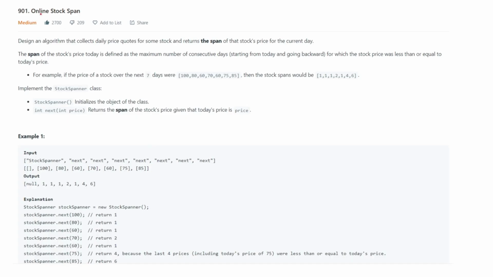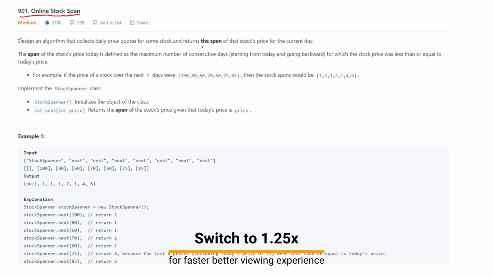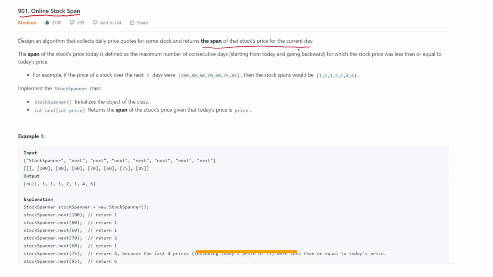Hello everyone, today we are going to solve the Online Stock Span problem. In this problem we have to design an algorithm that collects daily price quotes of some stock and returns the span of the stock's price for the current day. The span of the stock's price is defined as the maximum number of consecutive days starting from today and going backward for which the stock price was less than or equal to today's price.